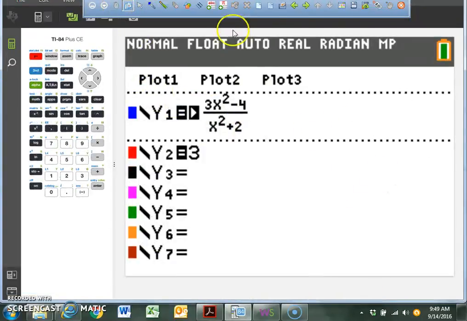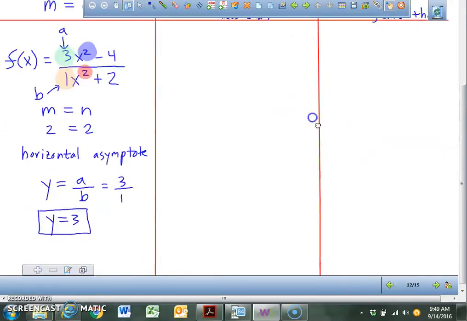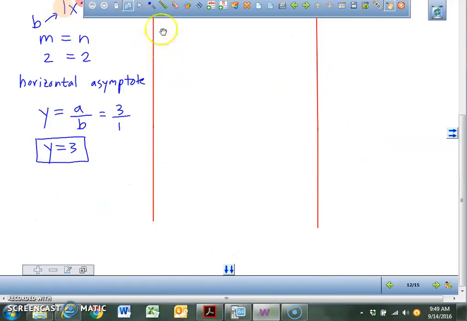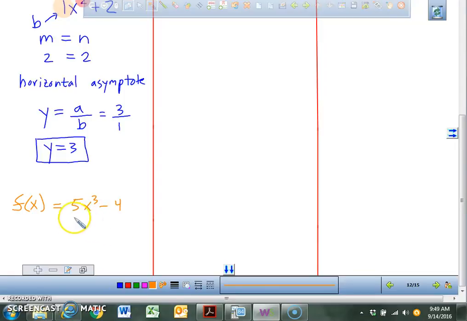Okay? We're going to do one more example. So right now what I'd like you guys to do on your paper, go back to your notes. Let's scroll down here. You might have to move a little bit further down. Here's our second example. I'm going to write a different color here. f of x equals 5x to the third minus 4, and underneath it, I'm going to put 2x to the third plus 2.